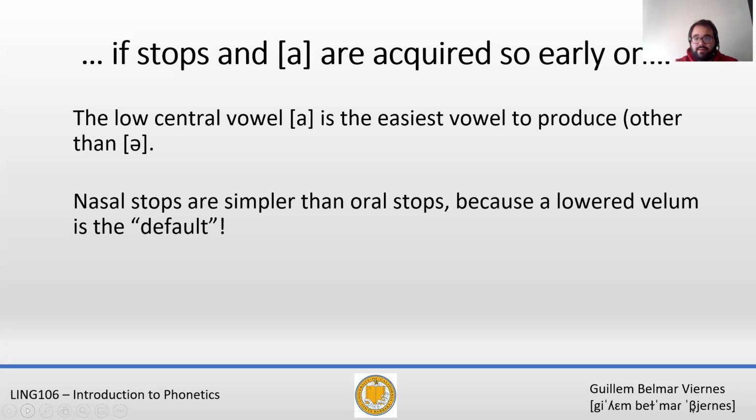That's why mama and nana and all these things are probably the first syllables they produce, and commonly the word for mother. And I say commonly because that's not true in all languages. There are actually some languages like Georgian, for instance, where mama is father and deda is mother, so it's the other way around. But in general, the nasal stop is associated with the mother.